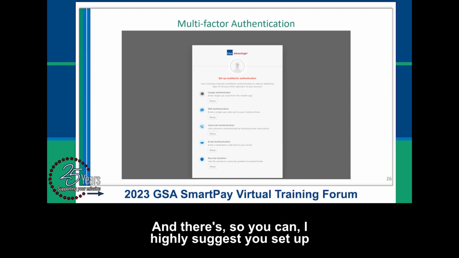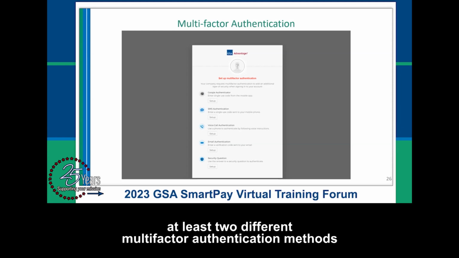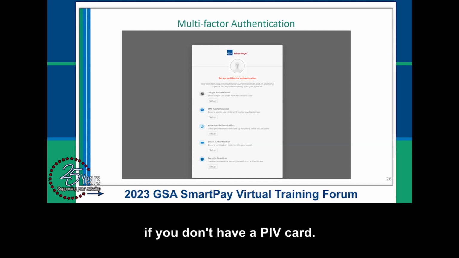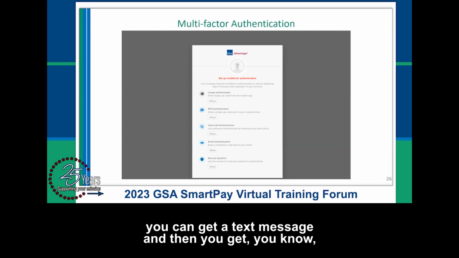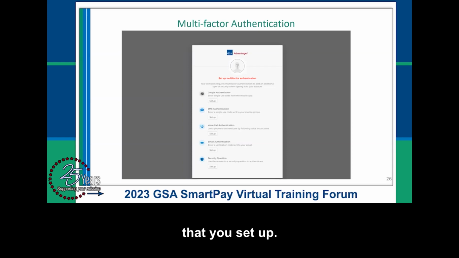I highly suggest you set up at least 2 different multi-factor authentication methods if you don't have a PIV card. And basically you can get a text message, and they send you a code, and then you enter that, or email or voicemail, or by security questions that you set up, or also by using a Google Authenticator application.